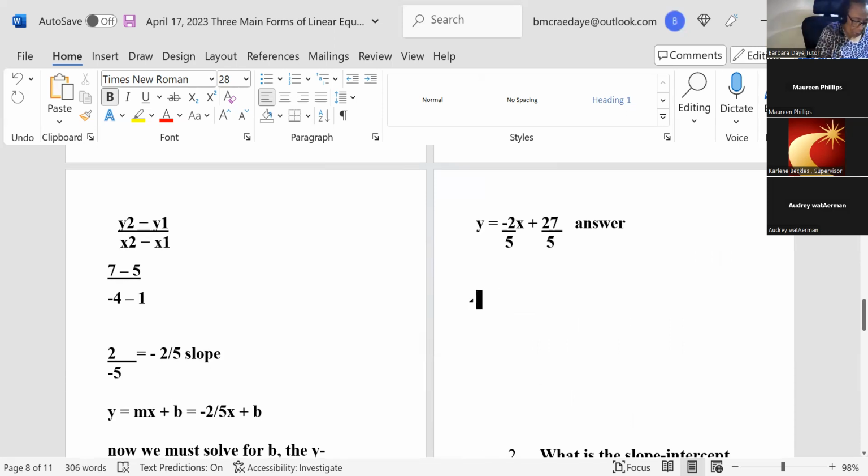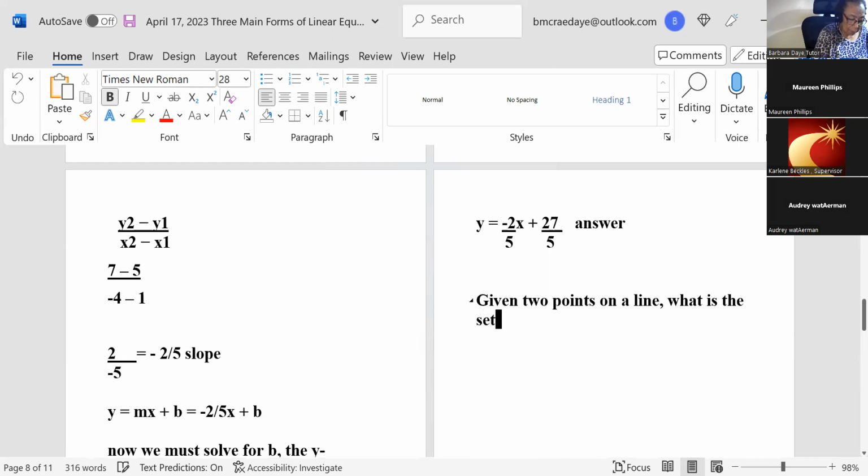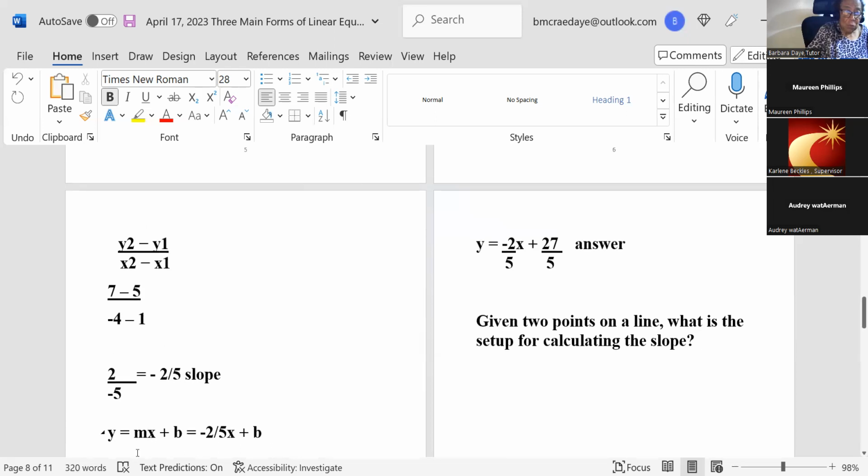Right, given two points on a line, what is the setup for calculating the slope? Okay, now I'm giving you 2 points.